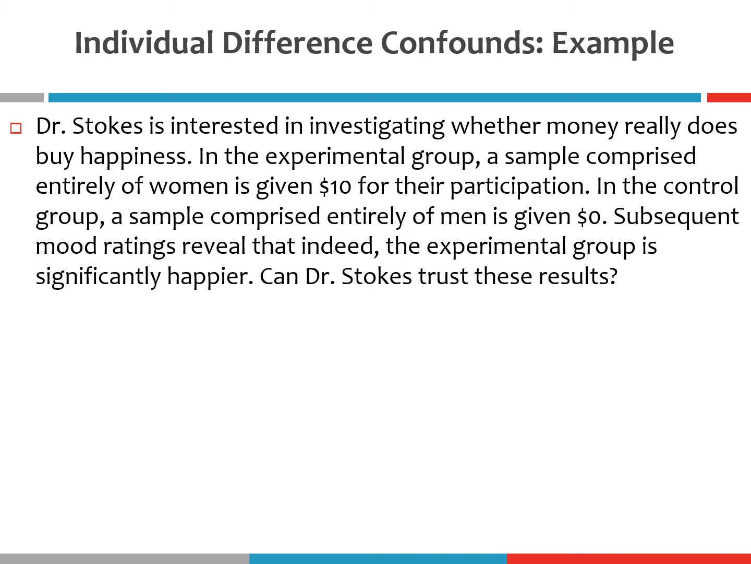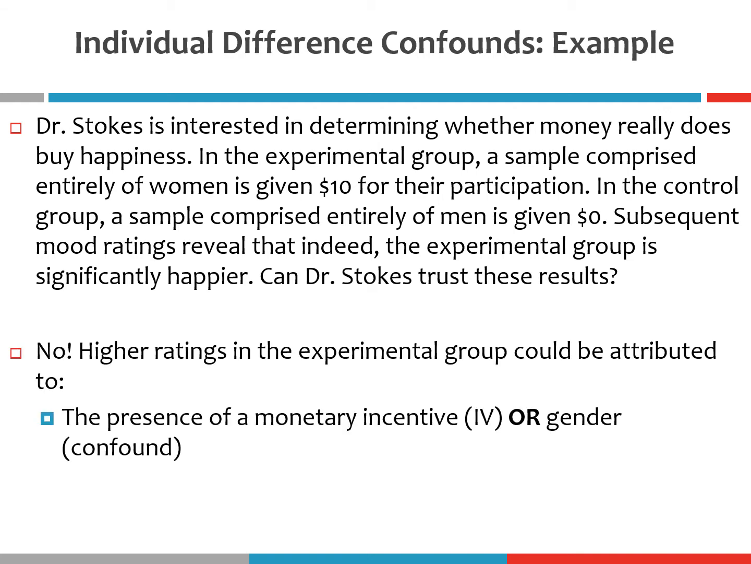All right, so can Dr. Stokes trust these results? No, he can't, right? Because higher ratings in the experimental group could be attributed to what we manipulated, which is the presence of a monetary incentive, or it could be due to gender, right? So for whatever reason, women could just be happier than men, right? Because of the way that this particular experiment has been designed and the way that Dr. Stokes chose his samples, right?